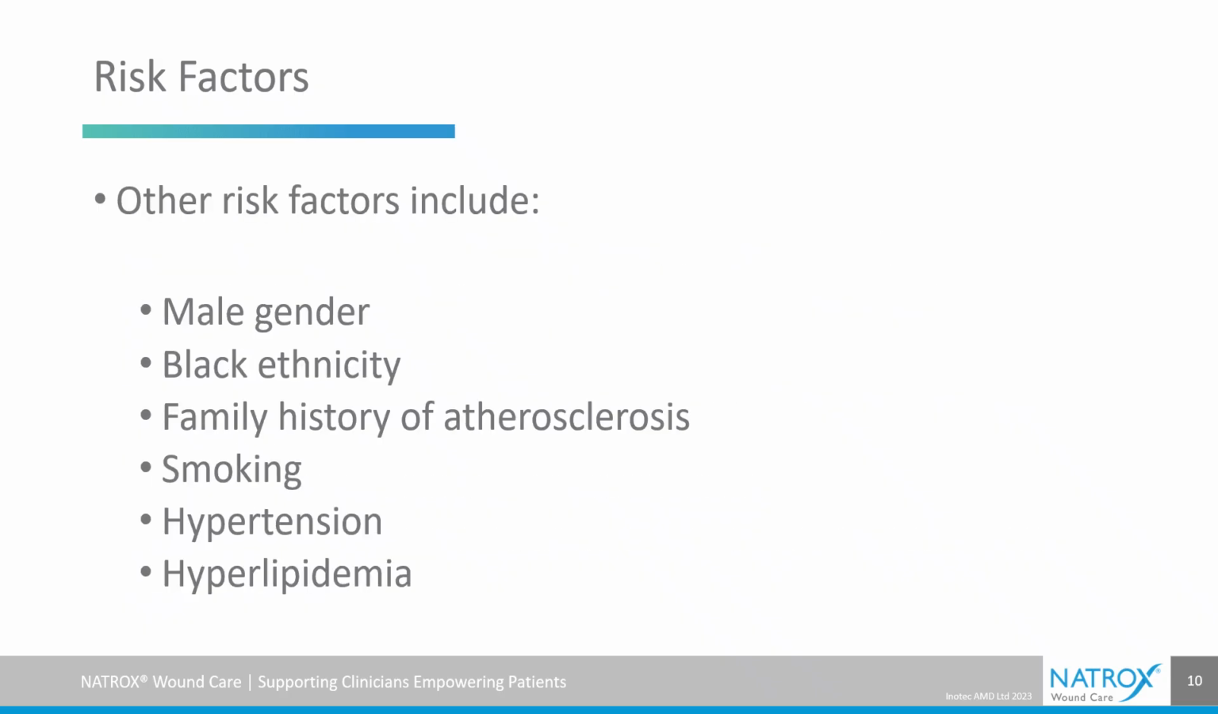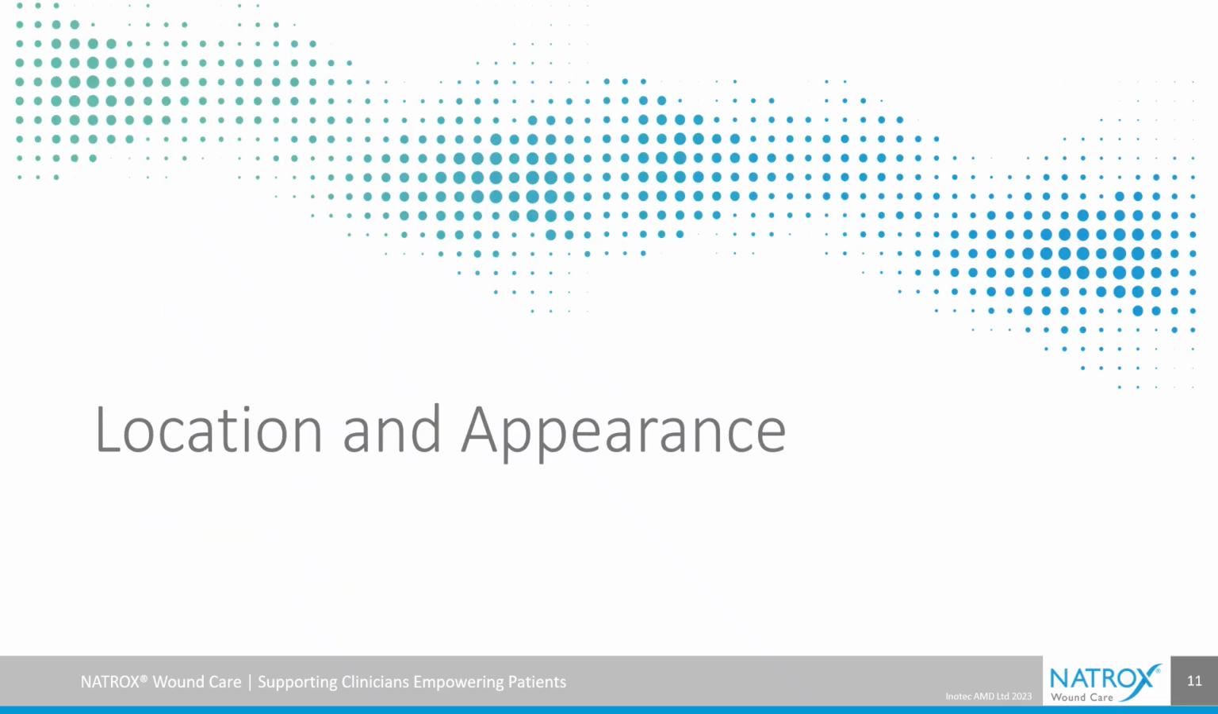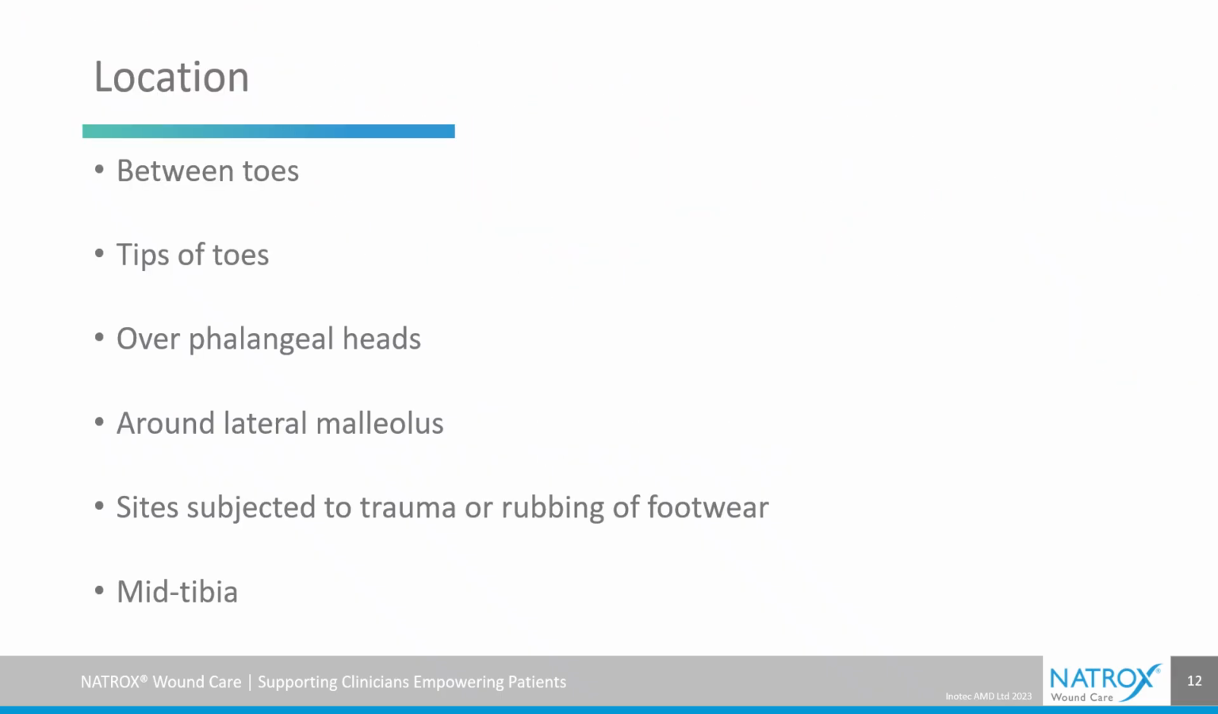Other risk factors include male gender, Black ethnicity, family history, smoking, hypertension, and hyperlipidemia. Let's discuss the location and appearance of arterial ulcers. Typically, we find arterial ulcers between toes, present on the tips of the toes, over phalangeal heads, around the area of the lateral malleolus, and in sites subjected to trauma or rubbing of footwear. Also, we could see them in the mid-tibial region.